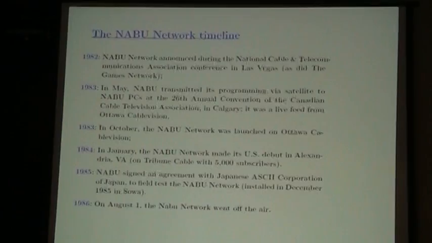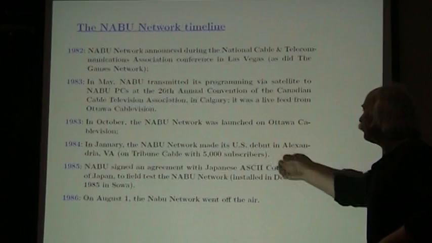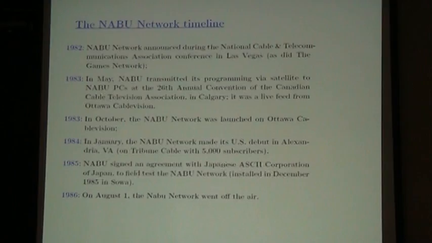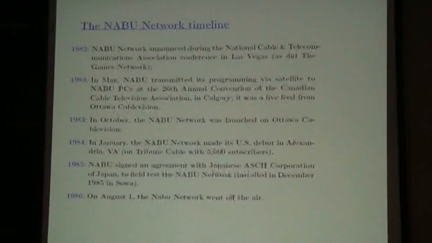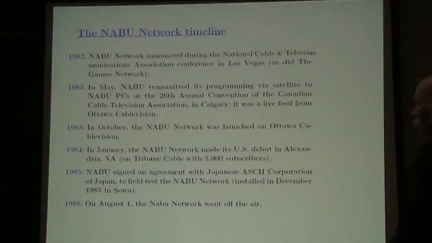Cablevision. And a year later in Alexandria, in Virginia, that was not really a huge thing, but as I said, they wanted to catch the attention of other cable subscribers. I think Ottawa had in 83 around 80,000 subscribers, so it was a decent market. Then in 85, they signed a collaboration with ASCII Corporation to install the network in Japan. And in 86, everything was over.